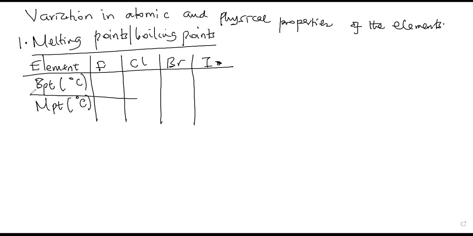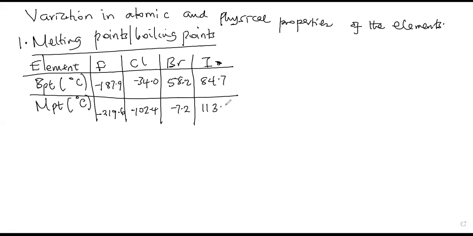So, melting and boiling points first: fluorine negative 219.6, chlorine negative 102.4, bromine negative 7.2, while iodine is positive 113.6. For the boiling points, we have negative 187.9, negative 34.0, positive 58.2 and positive 184.7. So that is what we are having.